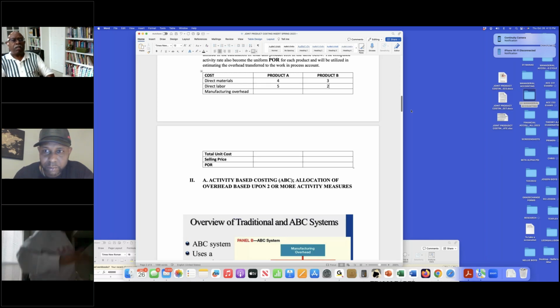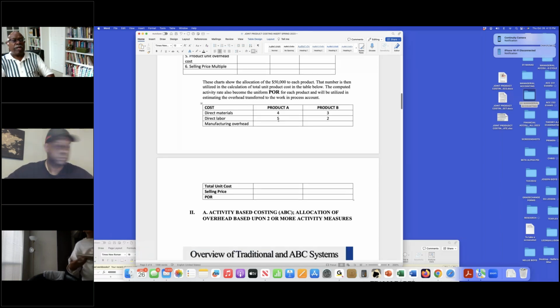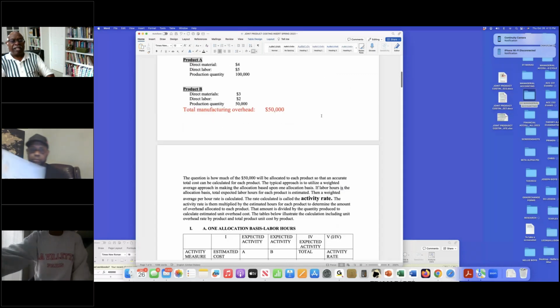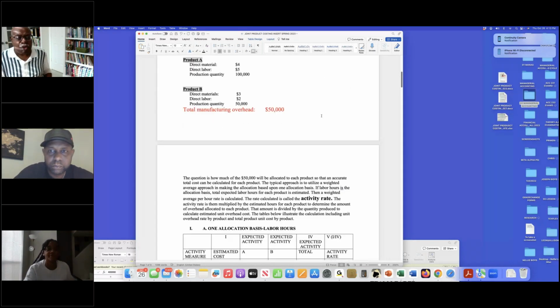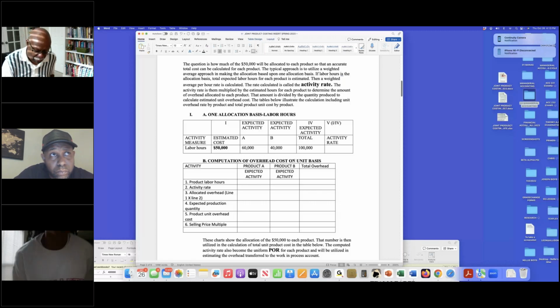What if you don't know what materials and labor is? When we have two products, we have one overhead cost. We use a weighted average way to come up with that overhead. So in this product, let's assume the labor hours for A is 60,000 and for B is 40,000. We're going to add those two together, 60 and 40, and get 100,000. Then we're going to divide 50,000 by the 100,000, and so we're going to get an activity rate of 0.50.